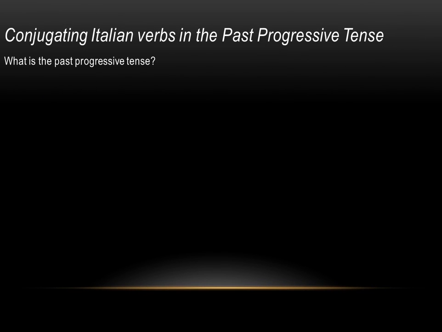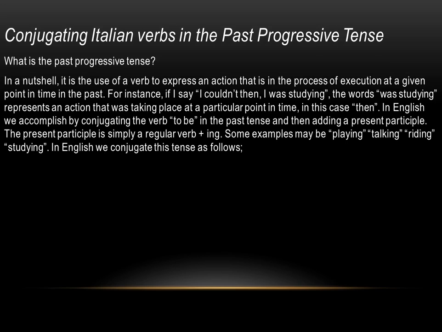What is the past progressive tense? In a nutshell, it is the use of a verb to express an action that is in the process of execution at a given point in time in the past. For instance, if I say, "I couldn't then, I was studying," the words "was studying" represent an action that was taking place at a particular point in time, in this case, then.